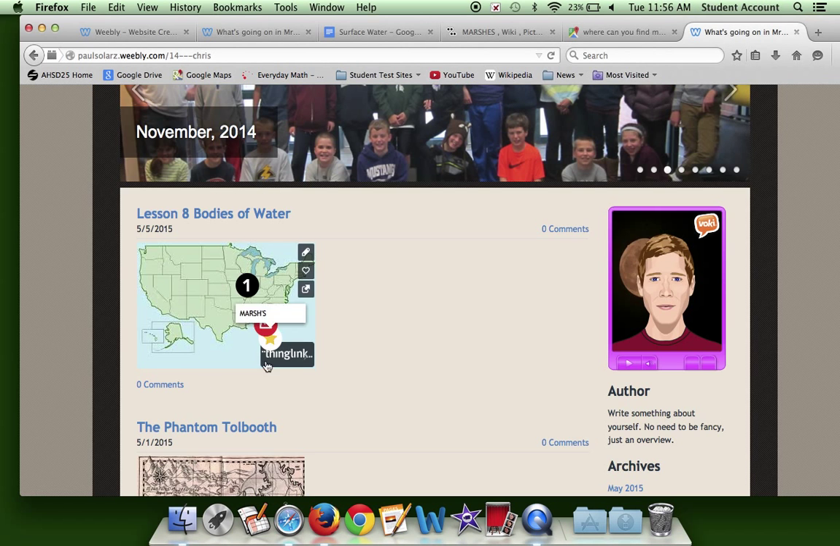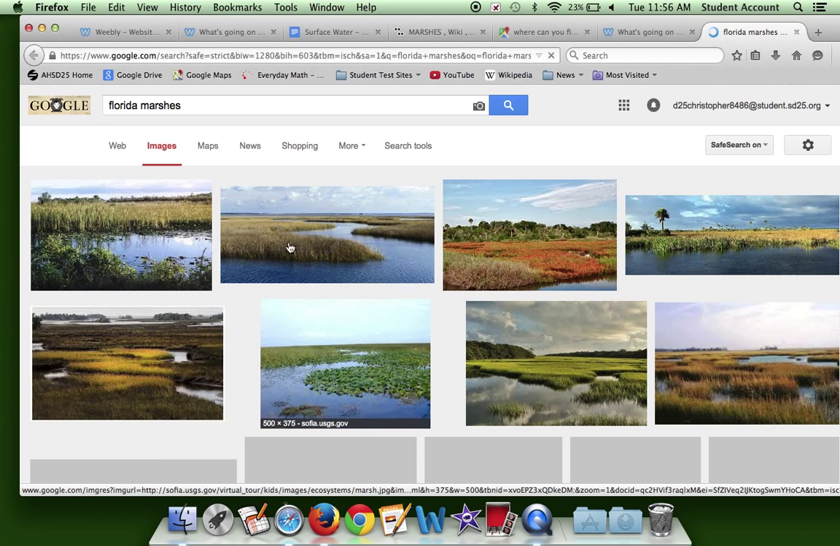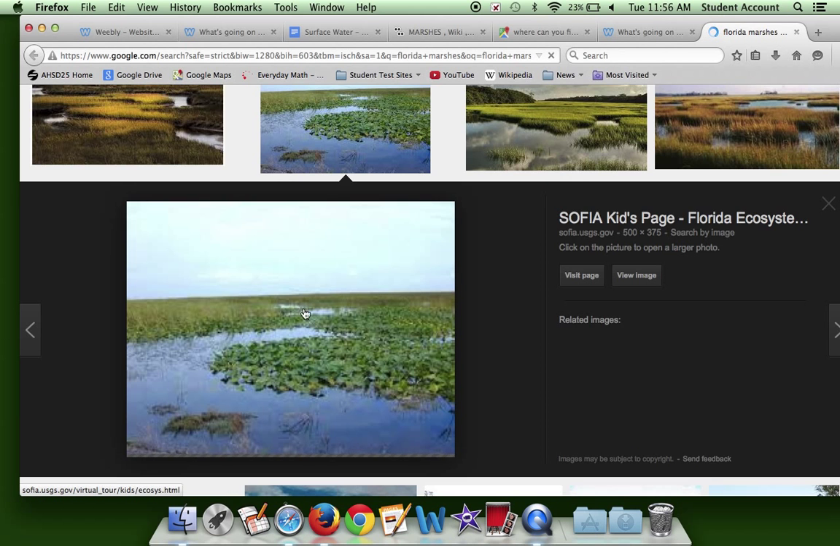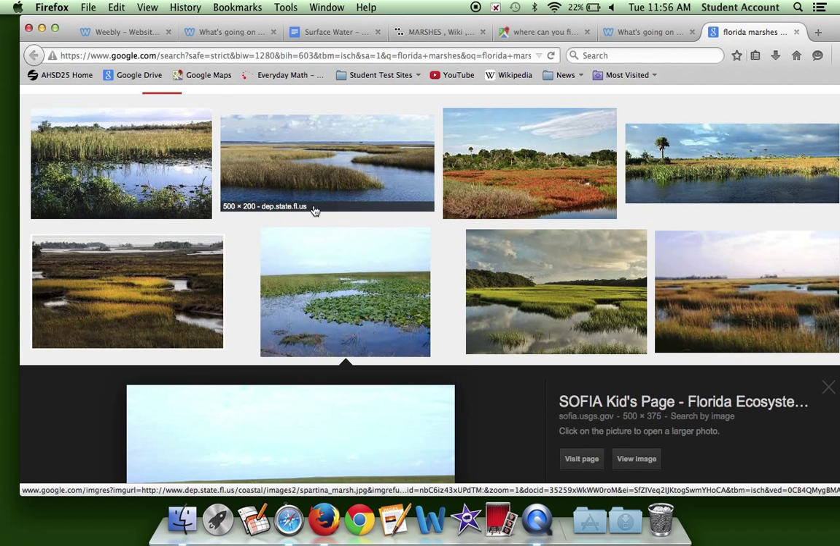So we got our Thinglink, and this is just saying, all right, this is marshes. And we have a picture here of a marsh. It's lagging a lot though. So that's what it would look like. Otherwise, like that, which kind of looks like a river, but it's not. More like that too, or that.